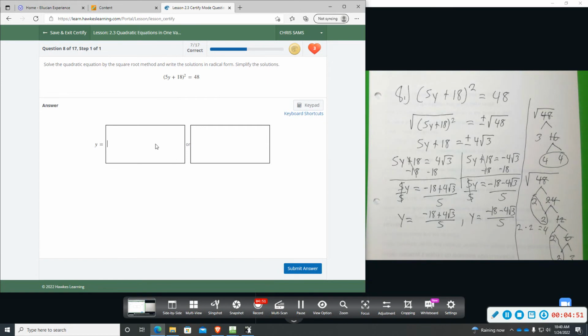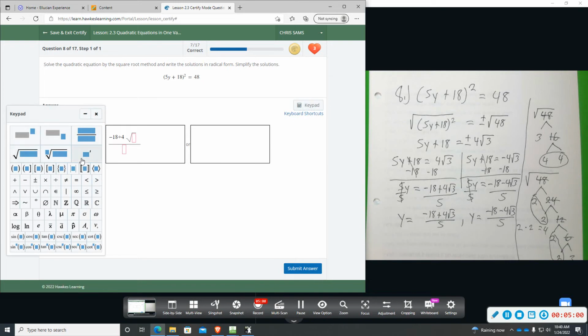I'm going to do a division bar first, and then negative 18 plus 4. We need our keypad, square root of 3, arrow down, and do 5. And then over here in the division bar, negative 18 minus 4 square root 3, and arrow down, and do 5. So double check, looks good.